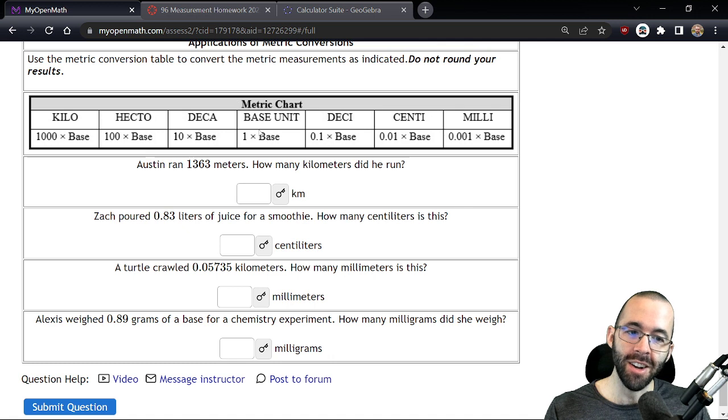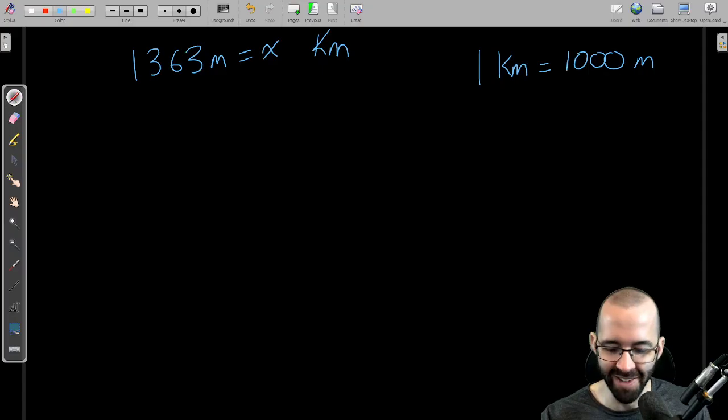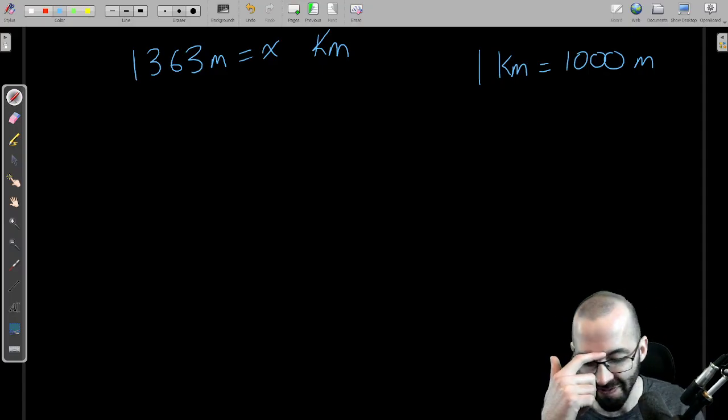Don't get me started on why we say kilometer and not kilometer. Because we say kilogram, kiloliter. The emphasis is on kill. But for kilometer, no. Not my department.